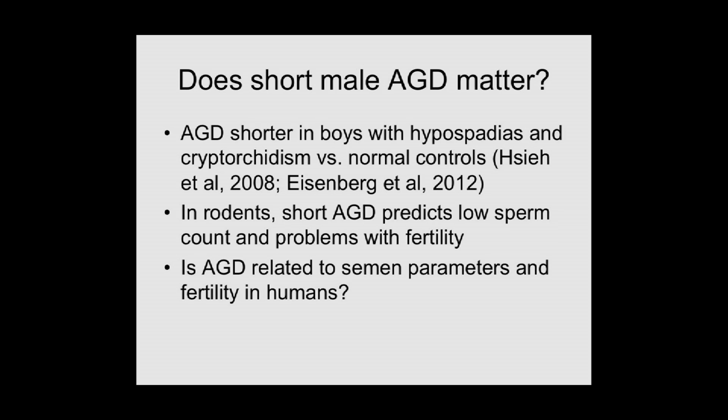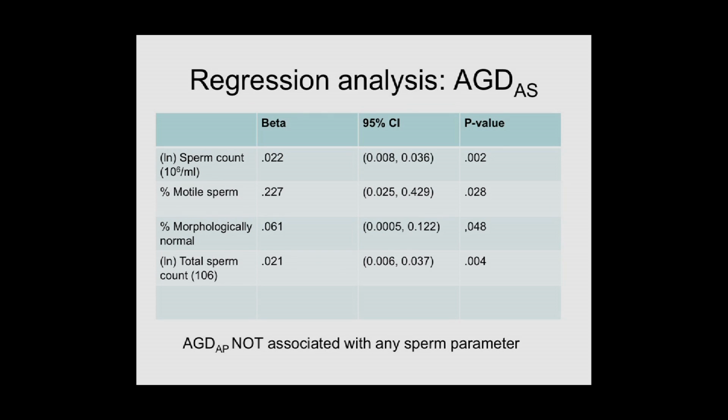So 2 studies looked at AGD in cryptorchid and hypospadic boys and found that there was a shorter AGD in boys with these genital abnormalities. And in rodents, short AGD predicts low sperm count and problems with fertility. And so we asked, is AGD related to semen parameters and fertility in humans? And these are the results of a study in which we looked at that.